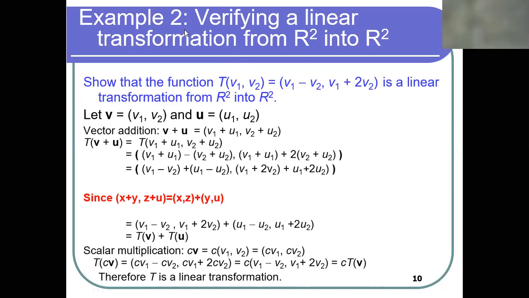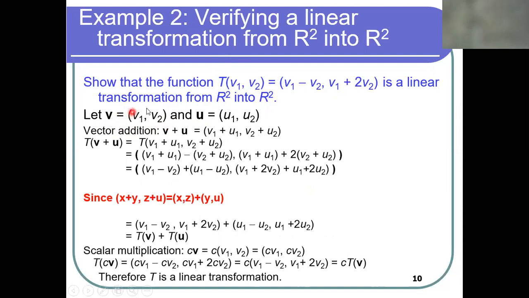So dear student, let us take one example. We show that T is a linear transformation from R squared into R. So take two elements from the domain: U belonging to R squared, and V belonging to R squared.